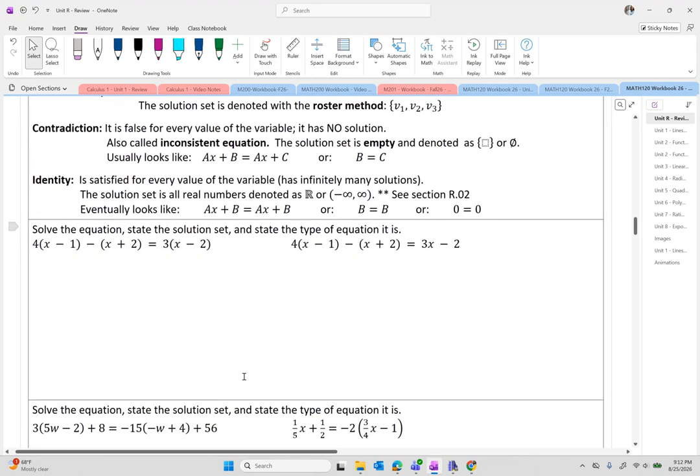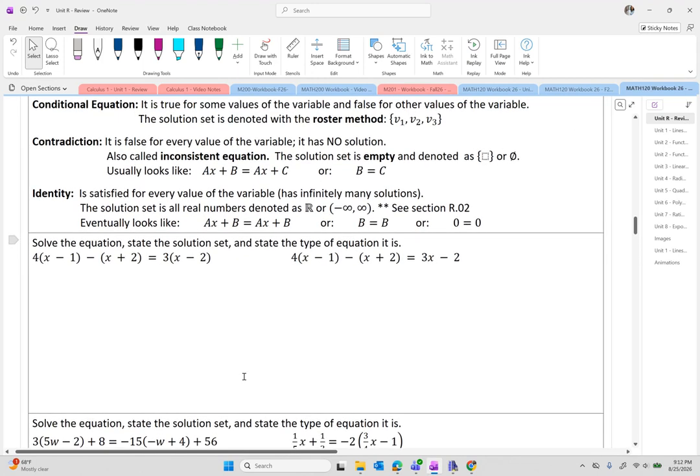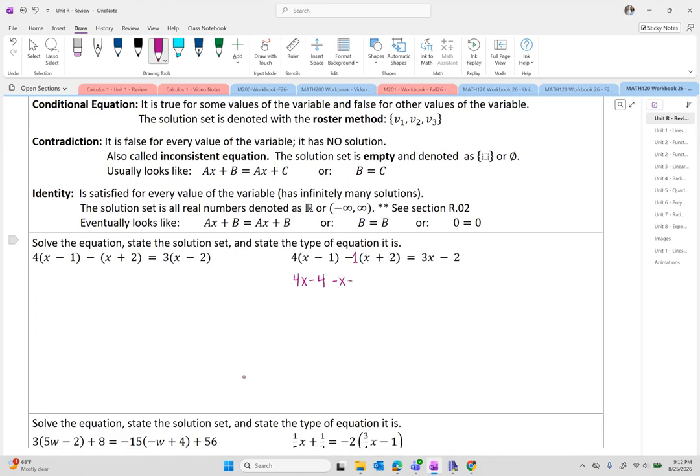For example, if I try to solve the equation on the right, I will distribute the 4, so I will get 4x minus 4. Then I will distribute here the -1, I will get negative x minus 2, and I will try to solve the equation. 4x minus 4 minus x minus 2 equal to 3x minus 2. When I combine like terms on the left, 4x minus x is 3x, negative 4 minus 2 is negative 6, equals 3x minus 2.